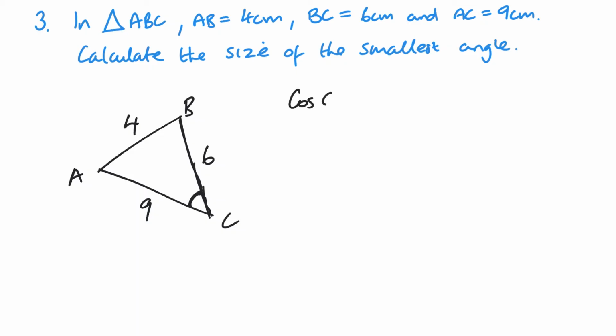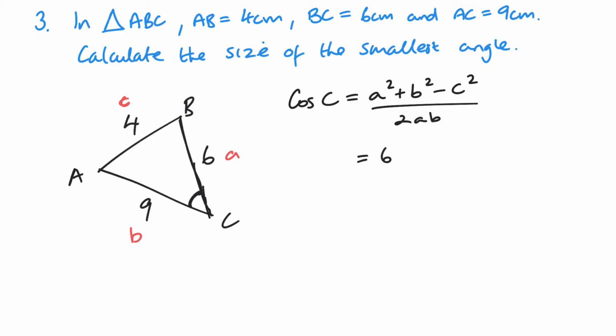So I want to find C, so it's cos C, and then that's going to be A squared plus B squared minus C squared over 2AB. Going back to my triangle, opposite B is small b, opposite A is small a, opposite C is small c. Now I can fill in my values. So we've got 6 squared plus 9 squared minus 4 squared over 2 times 6 times 9.